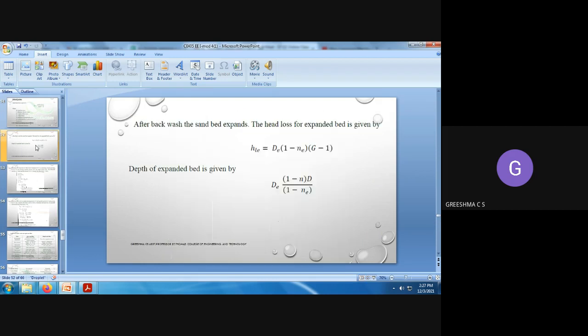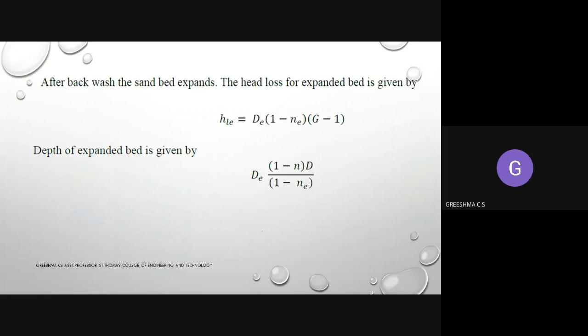Okay, similarly, another small problem. Before that, right now we have studied the head loss that occurs in the filtration bed. Now after the backwashing, we are cleaning the filter by backwashing. Once the backwashing is over, the sand bed will expand. Because of this expansion there will be a head loss.